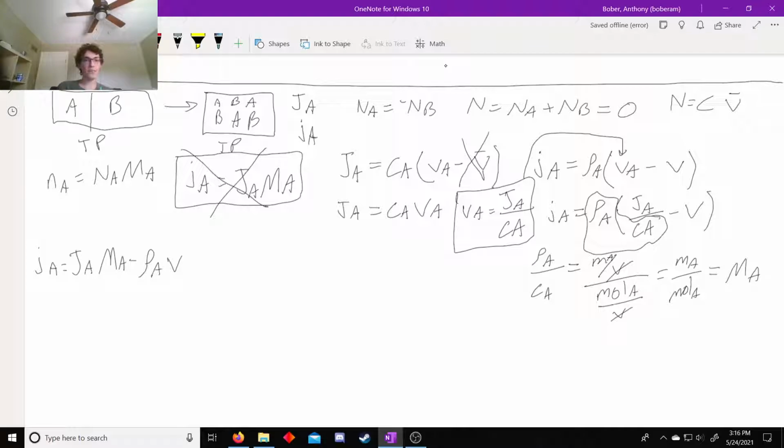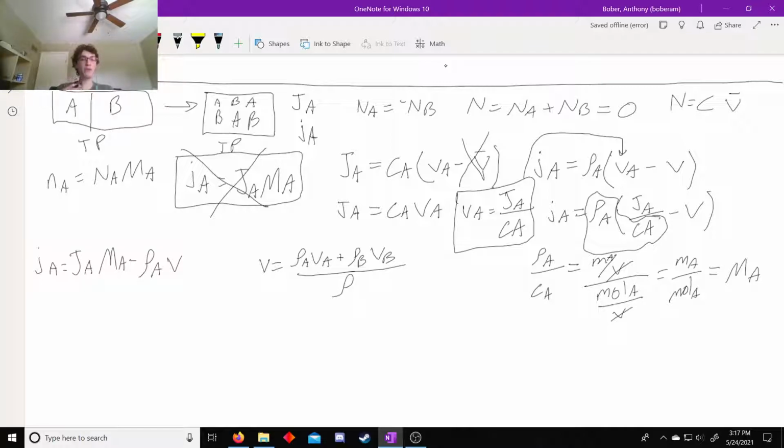Now the next step we want to do is to look at this mass average velocity. So I'm going to write out the definition for it. Mass average velocity equals the mass concentration of A multiplied by the velocity of A plus the mass concentration of B times the velocity of B, all divided by the total mass concentration.